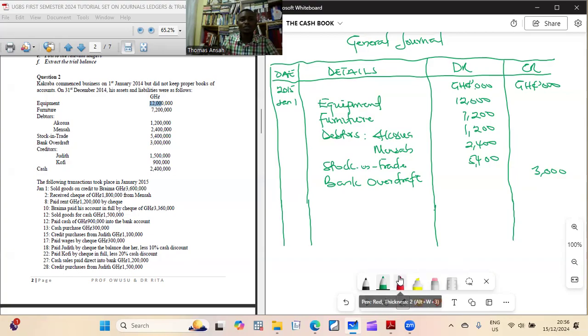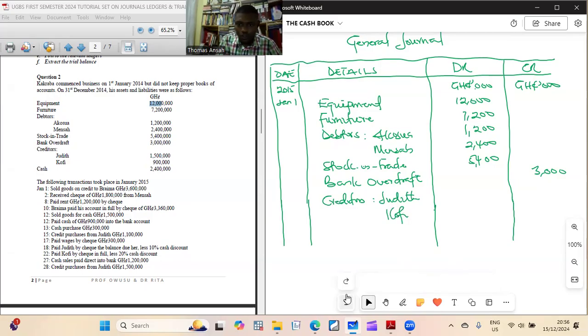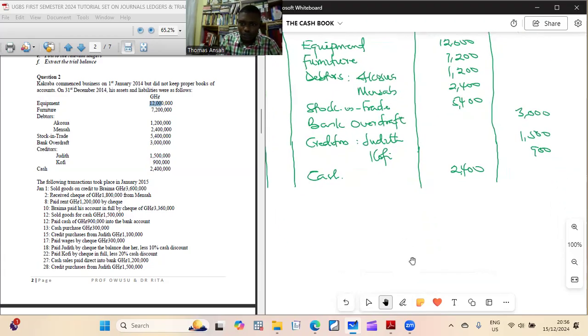Make sure these are journals. It must balance. Okay, it must balance. Then we have, what do we call it? Creditors. Okay. Creditors, what do we have? We have Judith. We have Kofi. So what are their figures? We have 1,500, then we have 900. Then there is cash. That is 2,400. So we now need to balance it off.